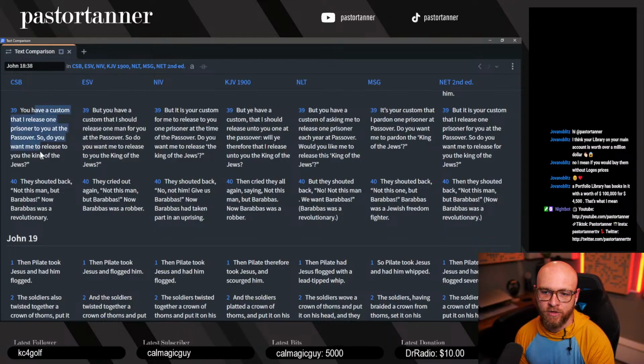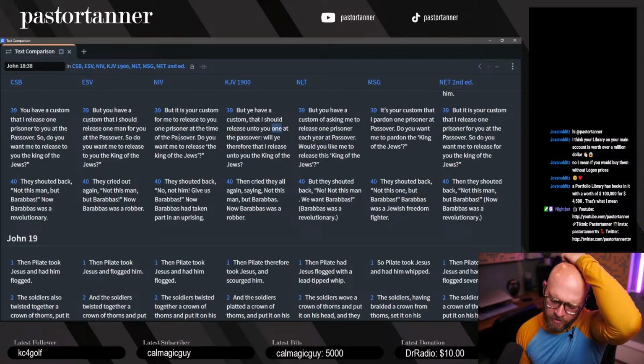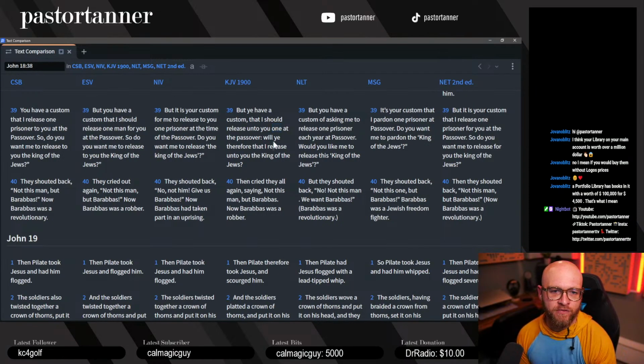So again, let's look very particularly at verse 39. It looks to me the language is very similar here. You have a custom, same language is used. Release a prisoner to you at Passover. Release one man for you at Passover. So why the difference between prisoner versus one man? That's interesting. There might be a textual critical note at that point, and we have the resources to look at that. A prisoner release that I should release unto you one. This just says one. So with the KJV here, I have a feeling this is a manuscript issue, right? Because the KJV has a different text tradition than the rest of these translations.